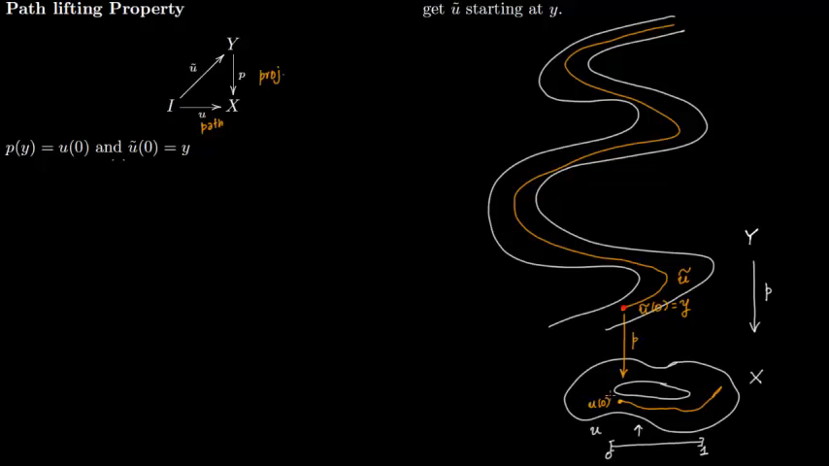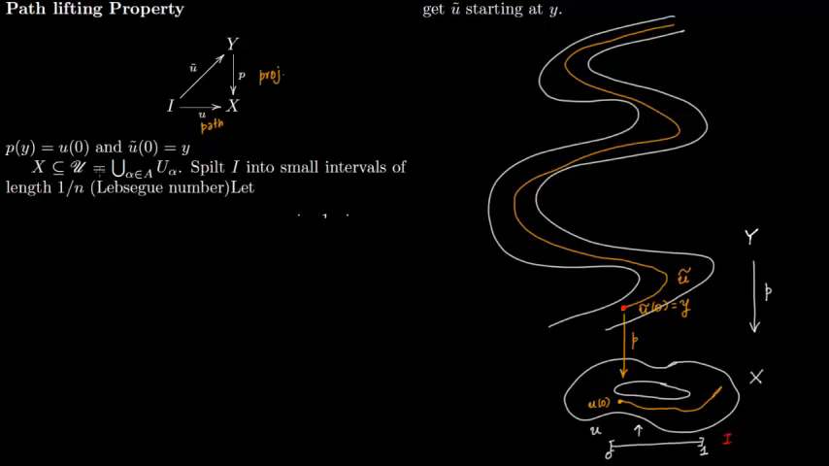So let us prove this result. It basically just talks about subdividing this interval I into equal parts. To start with, you start with a cover of X. This cover U consists of sets, and all these sets are evenly covered by the projection map. So this cover is evenly covered by P. Now this is important, we are going to use this later.